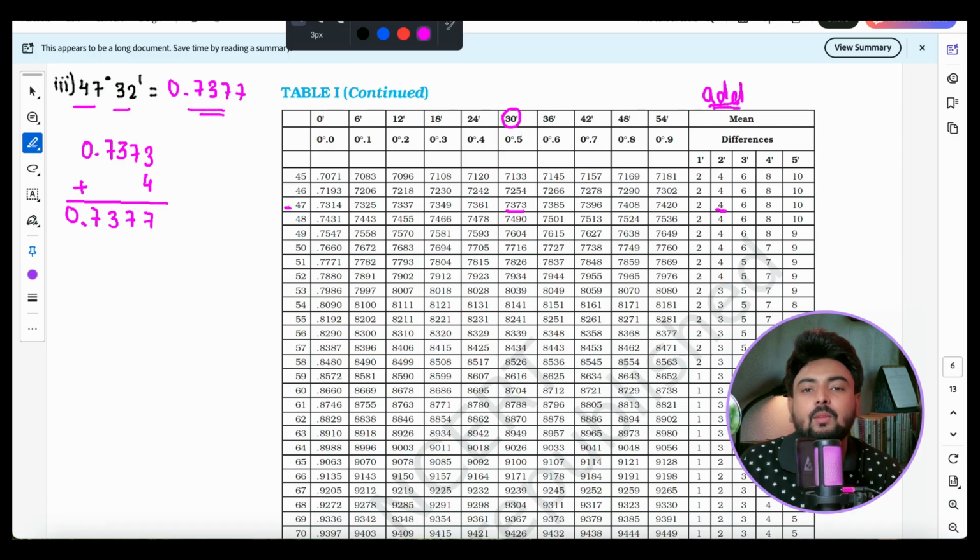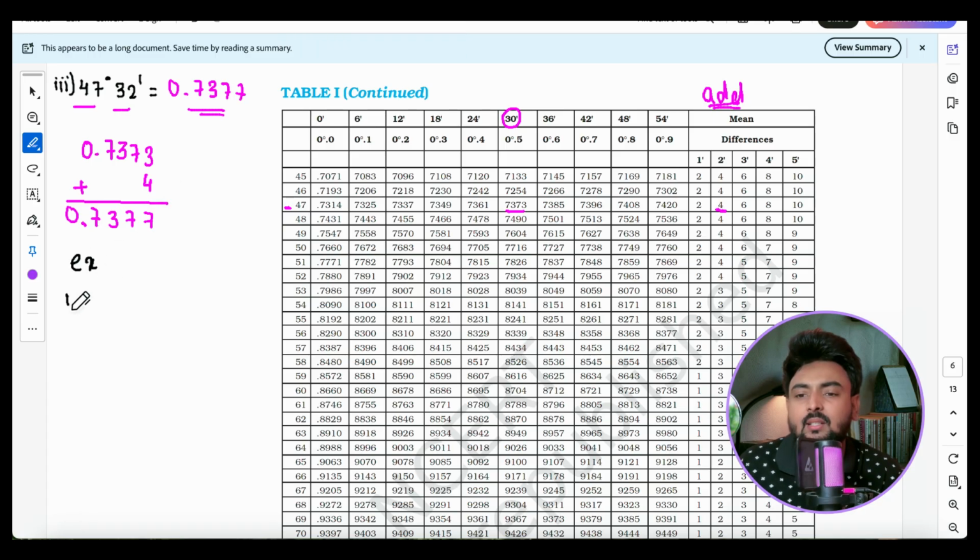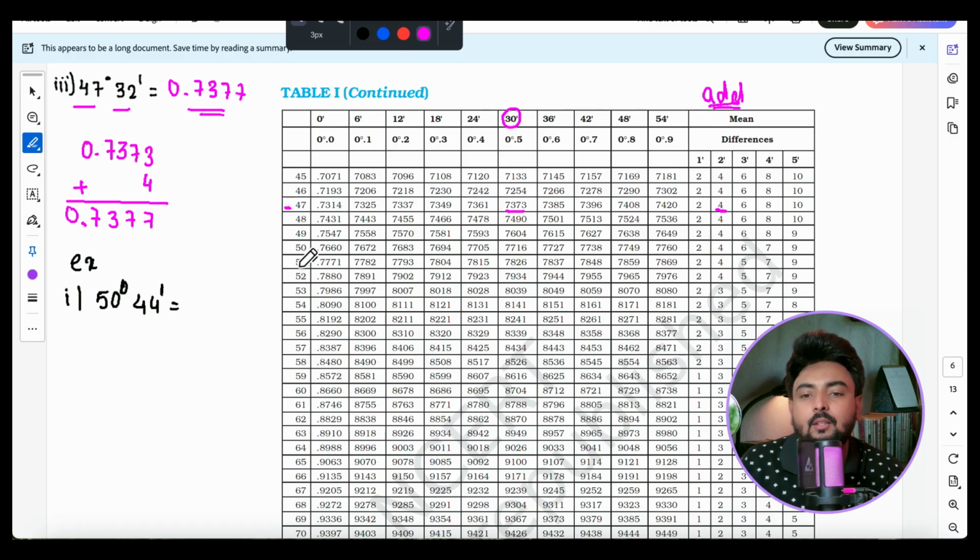For example, children, this is just for your understanding for sine, because once you understand this one example, you can solve sine, cos, and the rest, they are all one and the same. Suppose you have to find the value of, just as an example, 50 degrees and 44 minutes. Suppose you have to find this value. So what you will do, first you will go to the 50 degrees column.